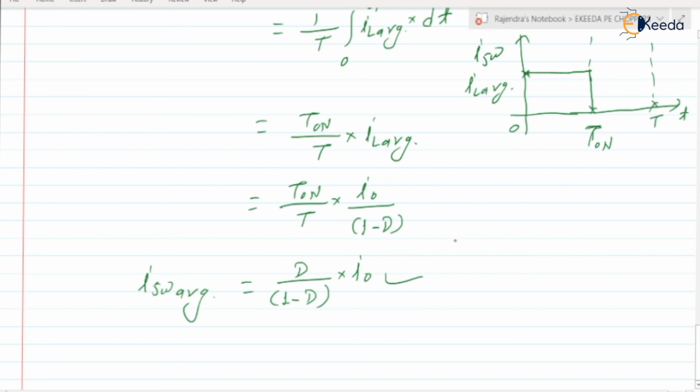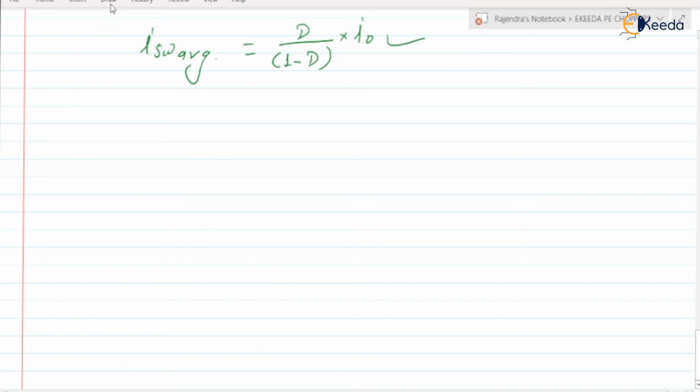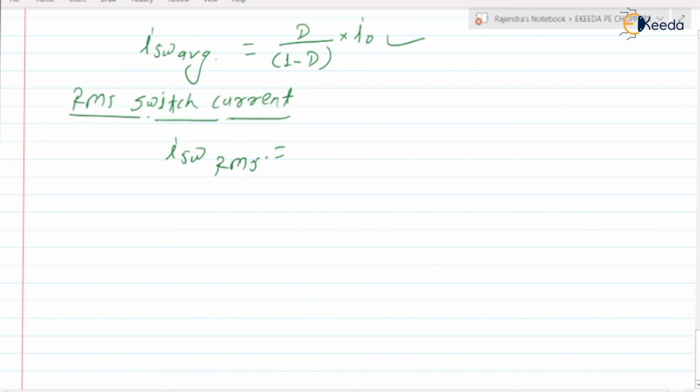Similarly, can we find the switch current RMS? Yes, we can find the expression for the switch current RMS value also. ISW RMS is equal to 1 by T integration from 0 to T on of IL average square dt, the whole to the power 1 by 2.